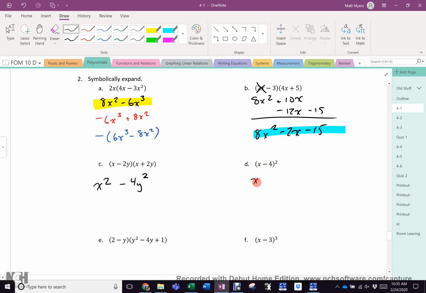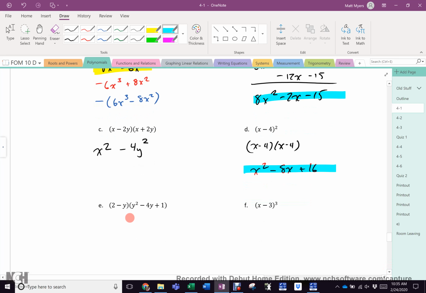No, because it's x minus 4 times x minus 4. Can we do the trick? So it is x squared, what's negative 4 minus 4? No, negative 4 minus 4 first. Negative 8x, and now what is negative 4 times negative 4? Positive 16, and that one's done.